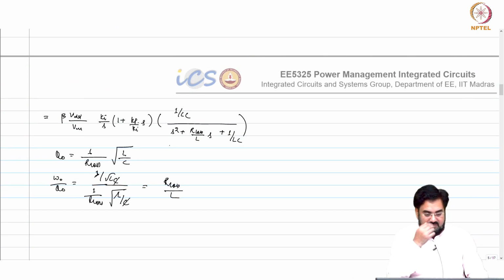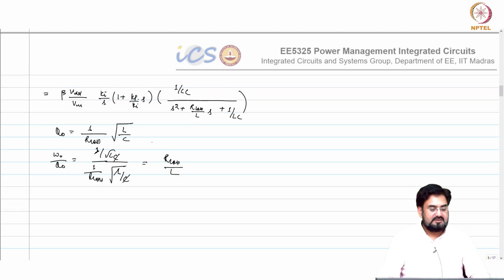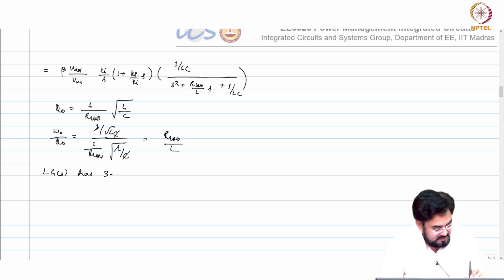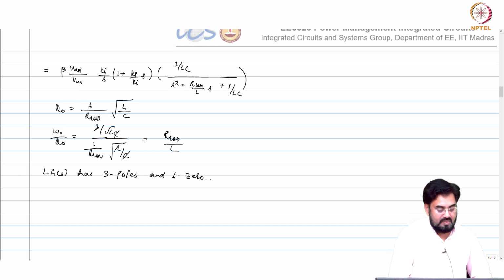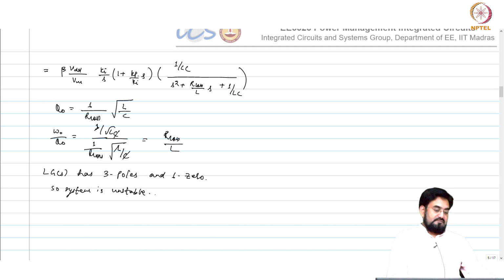So now, how many poles do you have? Totally we have 3 poles, including the integrator, and 1 zero. You have to include that integrator. So, is it stable or unstable? So, LGS has three poles and 1 zero. Stable or unstable? So, system is unstable, which means type 2 will not work for this. Can I get an extra 0 from somewhere?